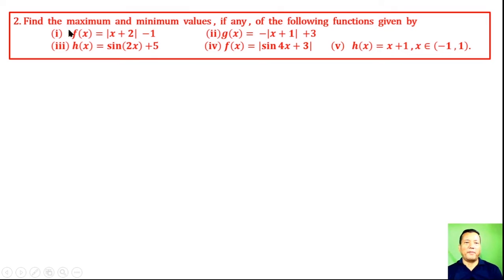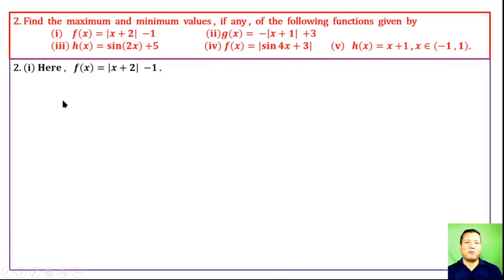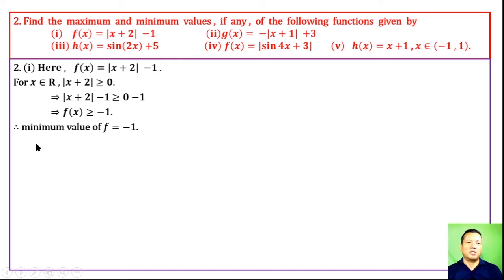Question number 2. Find the maximum and the minimum values, if any, of the following functions given by 1. F of x is modulus of x plus 2 minus 1. For x belongs to R, modulus of x plus 2 is greater than or equal to 0. Subtracting 1 from both sides, we get this. Left is f of x whose value is greater than or equal to minus 1. Therefore, minimum value of f is minus 1. There is no maximum value of f.